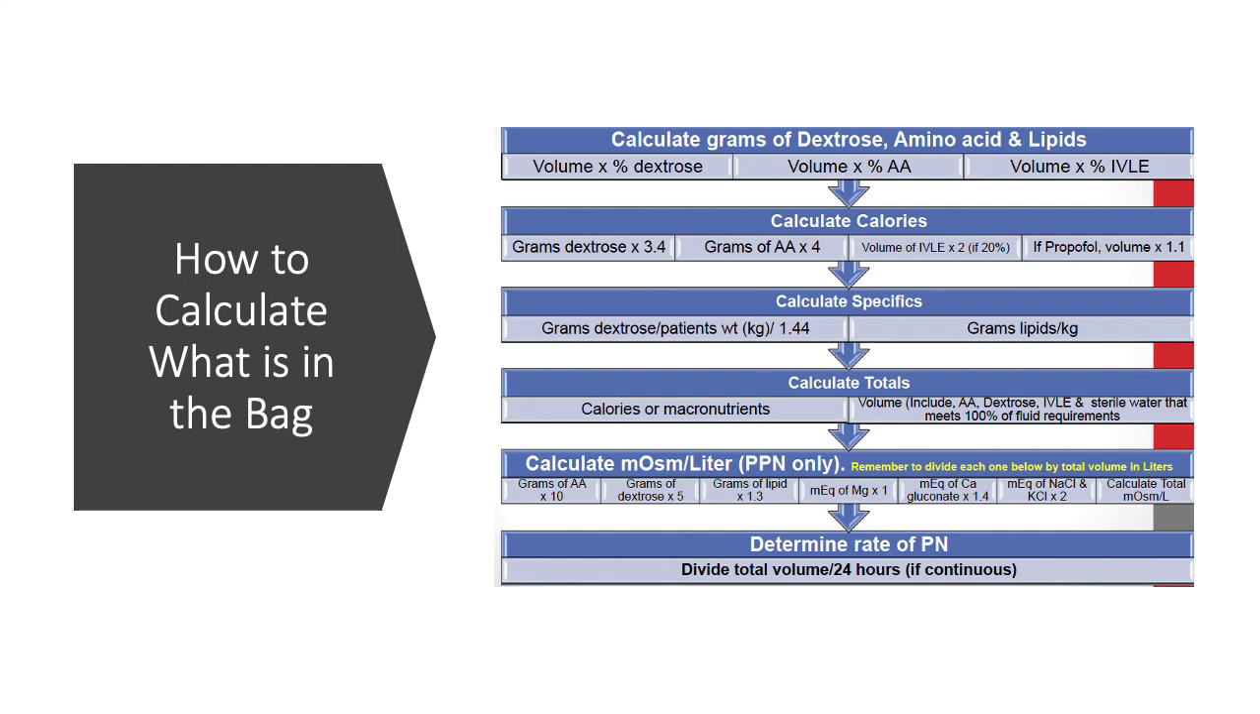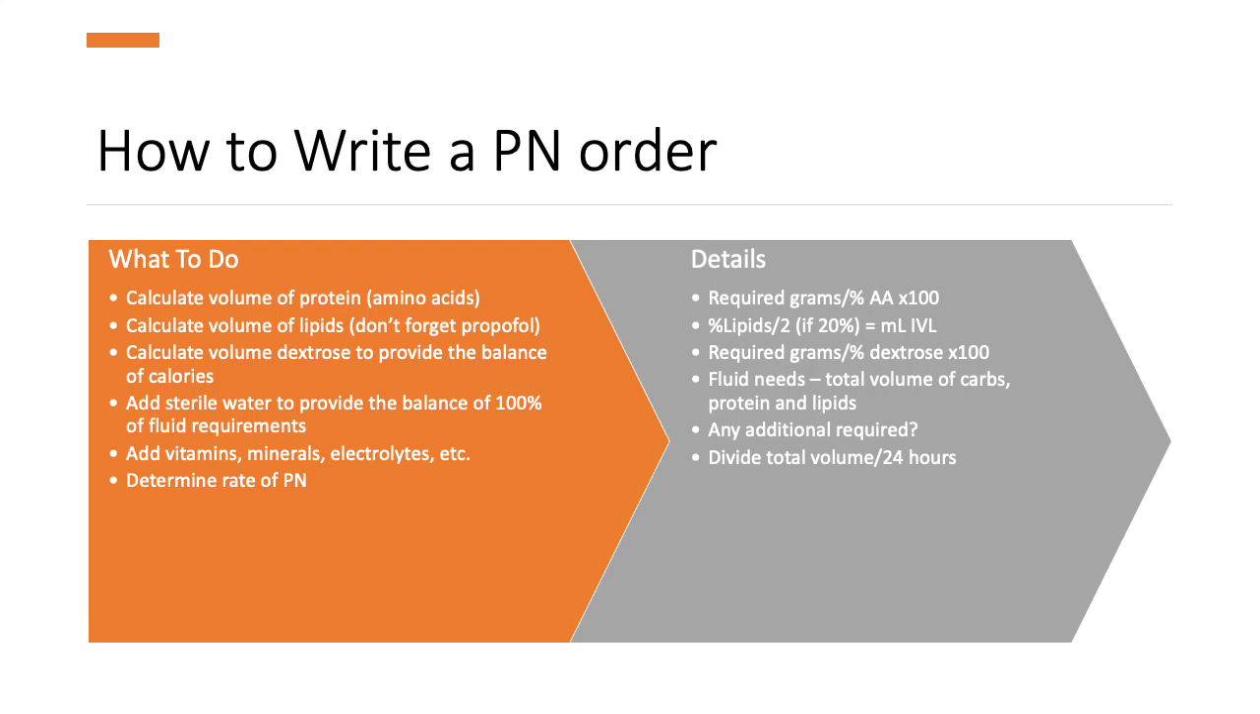So now we're going to get into calculating what's in the bag and writing our own PN orders. I'm going to go through an example and how to do all these calculations. And then you can also refer to how to write a PN order for further information. So writing a PN order requires knowledge of nutritional requirements, interaction of nutrients within the formulation, and implications of diseases and metabolic disorders on nutrient metabolism. This is not an entry-level skill. This is an advanced practice thing.